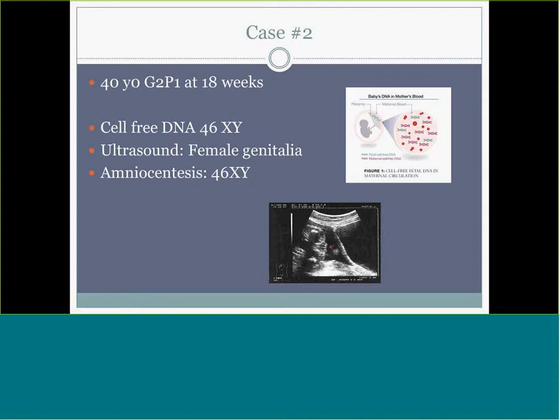So I'm going to do a couple of cases just to test you. I didn't print the paper that shows how to look for the uterus. I meant to bring it, but left it in my desk. It's from Toronto. These cases are kind of made up. A 40-year-old G2P1 at 18 weeks has a cell-free DNA that's 46XY and has female genitalia. They do an amnio, and it's 46XY. So what's your differential?